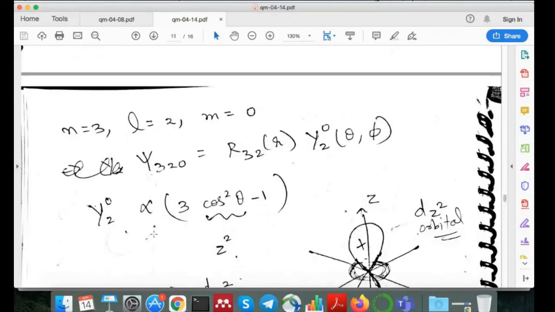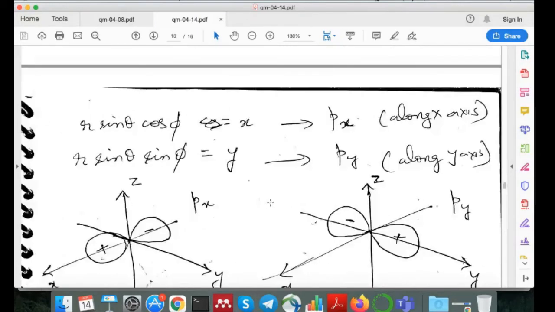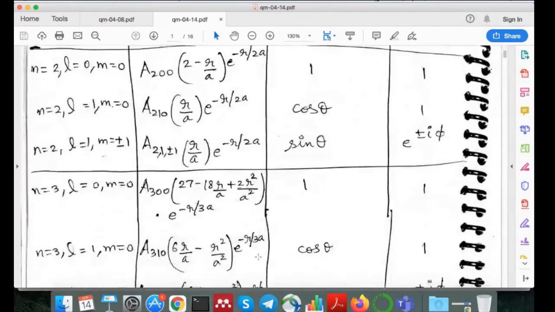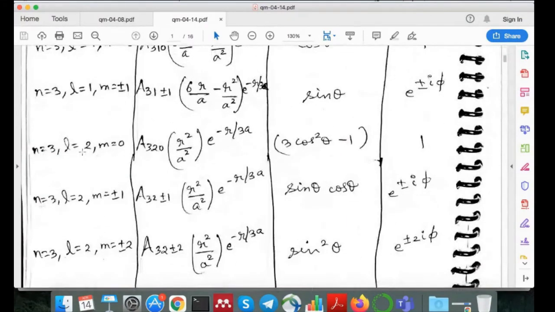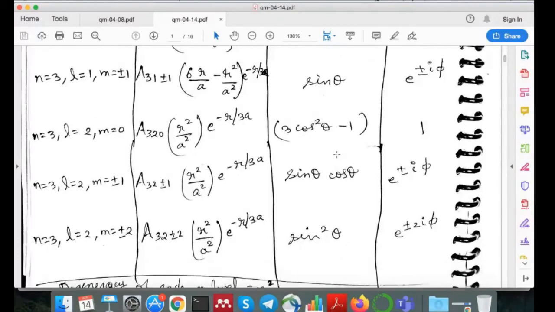Then we come to the next part, the d orbitals. If you look at l equal to 2, m equal to 0 for the n equal to 3 case, this is what it turns out to be: R32(r) into Y20(theta, phi). Y20 turns out to be 3 cos square theta minus 1. If you look at the table also, that is what we have. That's why I had this table in the beginning, so you can go back to it and check whether everything is correct.